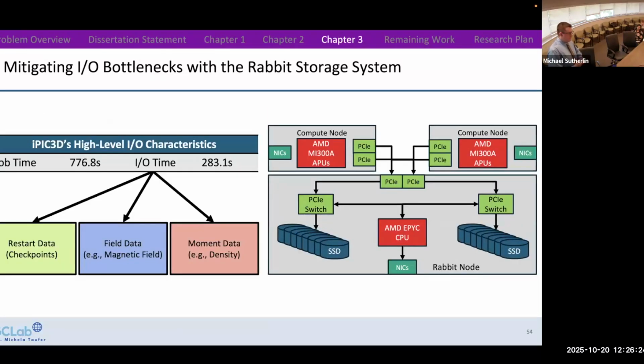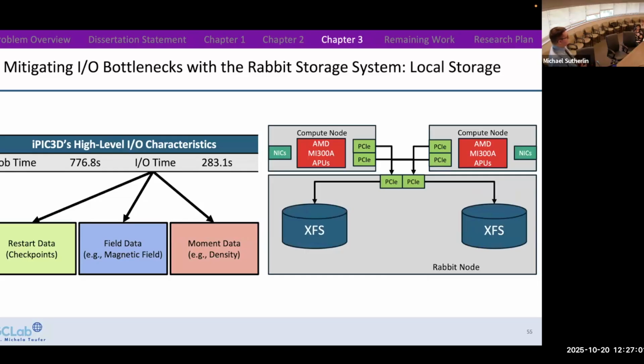To mitigate this problem, in this chapter, we look at something called the Rabbit storage system, which is available on the El Capitan family of supercomputers. Notably, Rabbits are the special nodes containing SSDs and EPYC CPUs that sit close to the compute nodes and are connected to compute nodes in two ways. There are first the PCIe connections linking the compute nodes and Rabbit together, and they're also connected through the broader Slingshot interconnect, represented here by the NICs. With this very complex hardware setup, Rabbits are able to provide a very dynamic storage environment for applications.